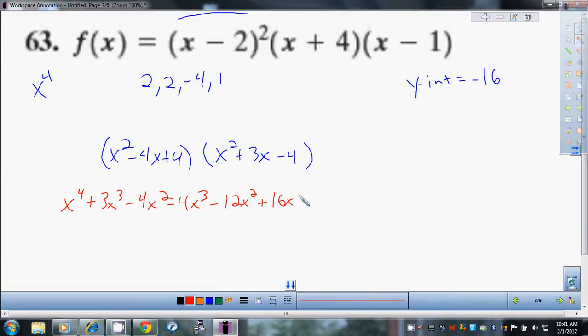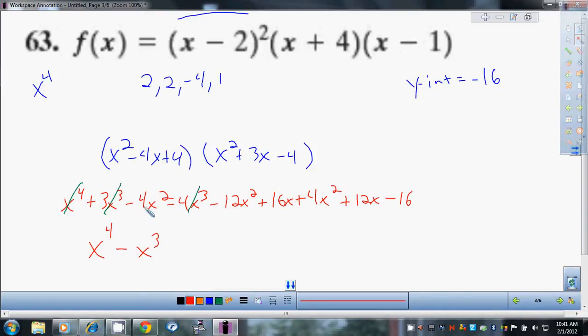4 times x squared, 4 times 3x, and then 4 times -4. Like terms time, we only have 1x to the 4th, and every time we do something, I'm going to cross it off so that we remember. We've got 3 minus 4, so 3 minus 4 is -1x cubed. Let me cross those off.